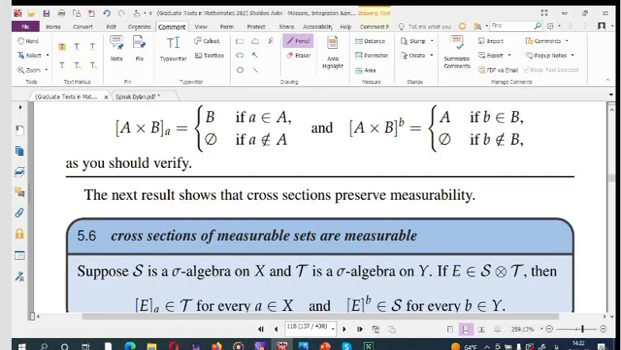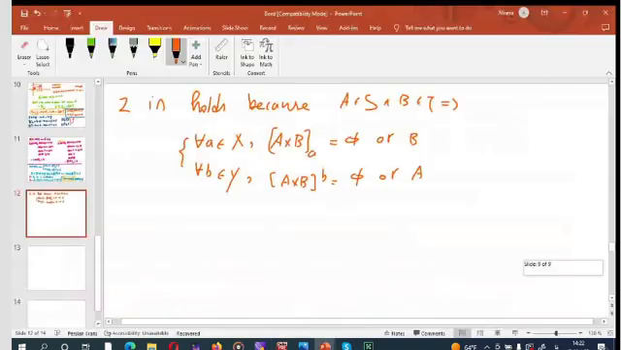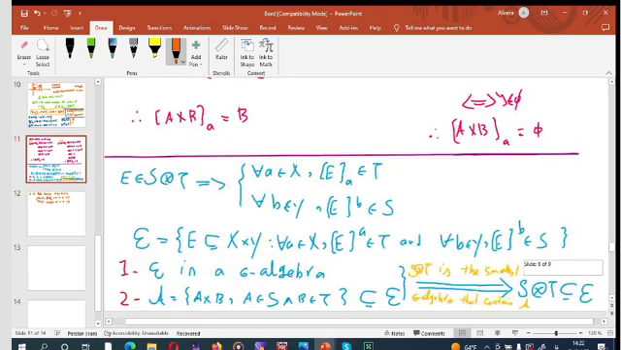Okay, and in each case these are in tau, and in this case the empty set or A belongs to S, so that for any rectangle we have these two properties, and these rectangles are in E.